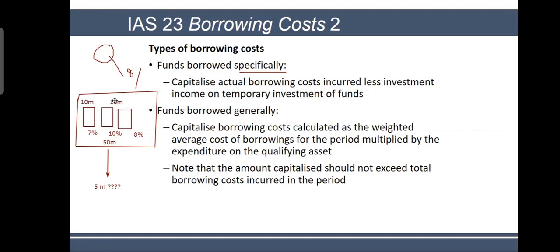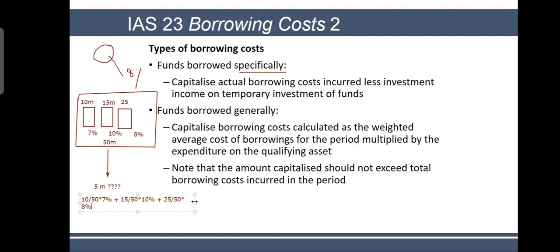For example, you've got here 10 million, 15 million, and then you've got 25 million here. So what is your average debt cost? Your average debt cost should be something like this: 10 divided by 50 multiplied by 7%. I'm taking the proportion, plus 15 divided by 50 multiplied by 10%, plus 25 divided by 50 multiplied by 8%. So we took the weighted average.